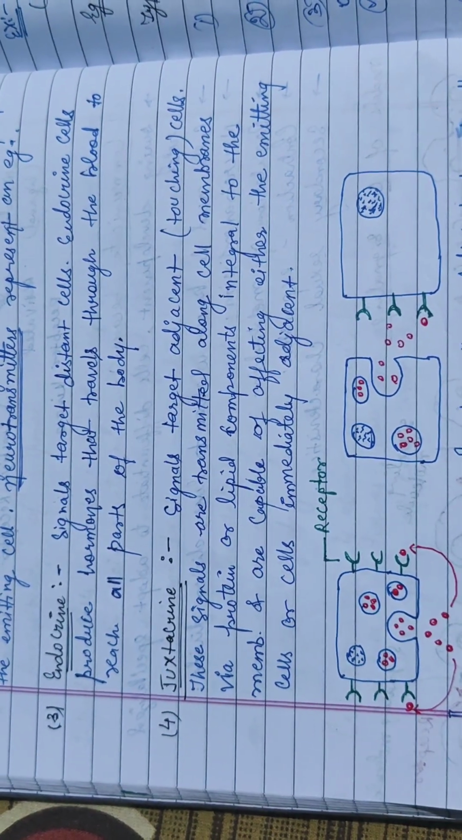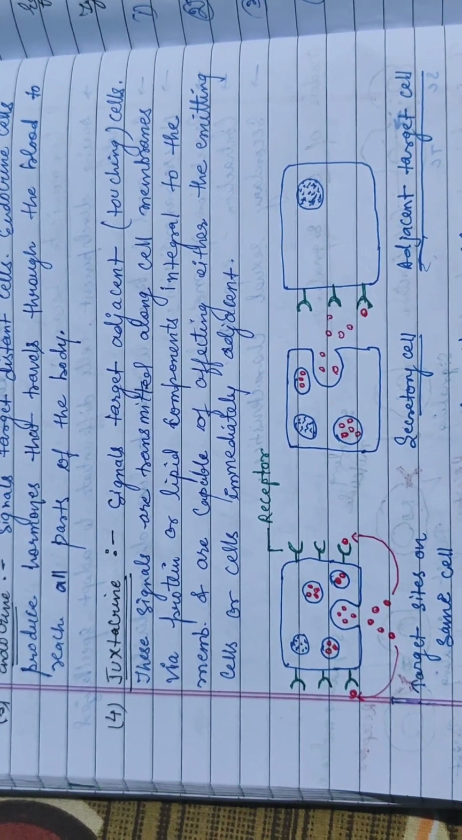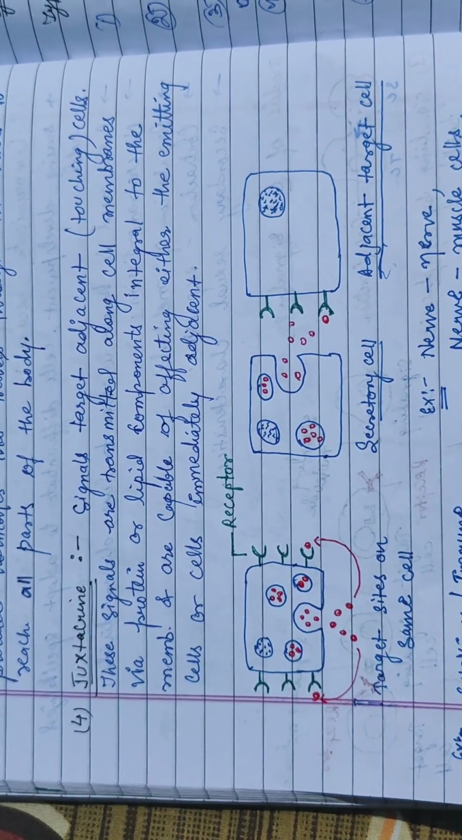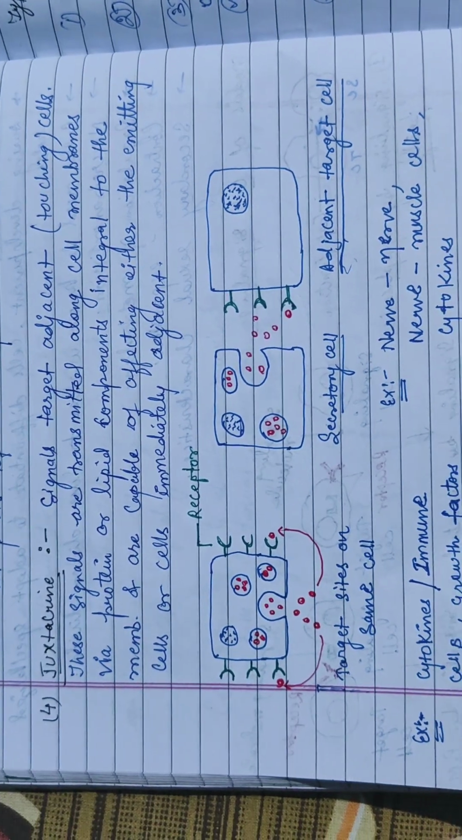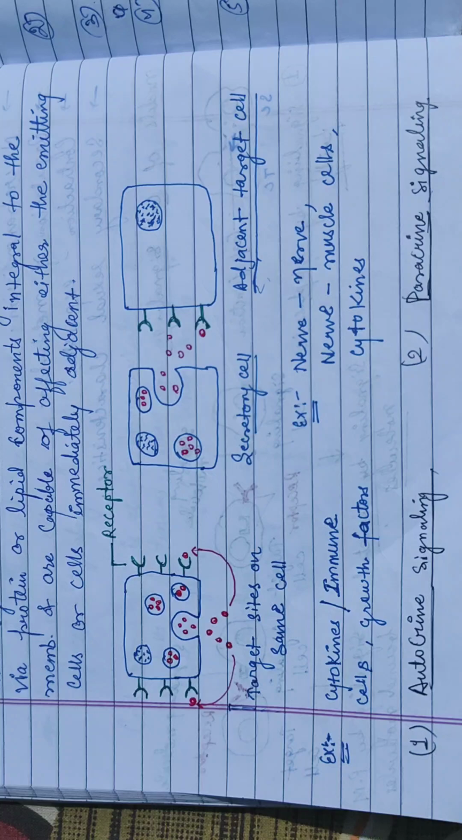Endocrine signals target cells far away. Endocrine cells produce hormones that travel through the blood to reach all parts of the body. Juxtacrine signals target adjacent touching cells, and these signals are transmitted along the cell membrane via protein or lipid components.